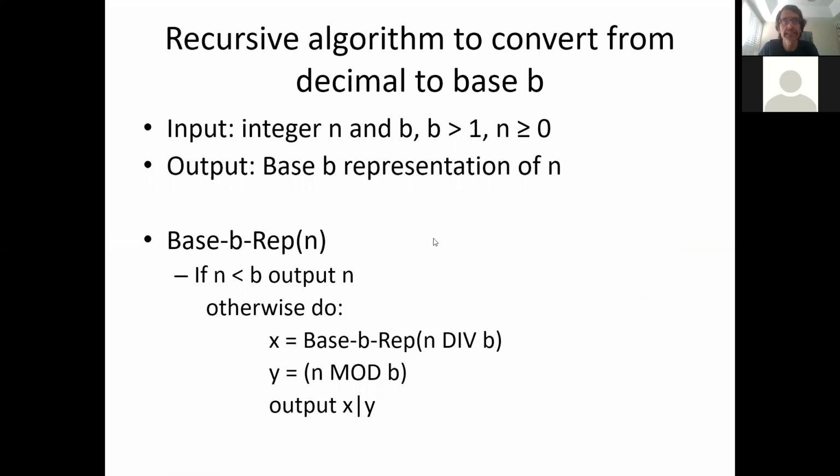Why does this algorithm work in general? Okay, so here it is, right? It's the same algorithm, but explicitly written. If the number is smaller than the base, I'm already done, that number is my digit. Otherwise, I recursively run it on n div b, and that gives me all the digits except the last one. The last one I compute this way, and I concatenate them, right?